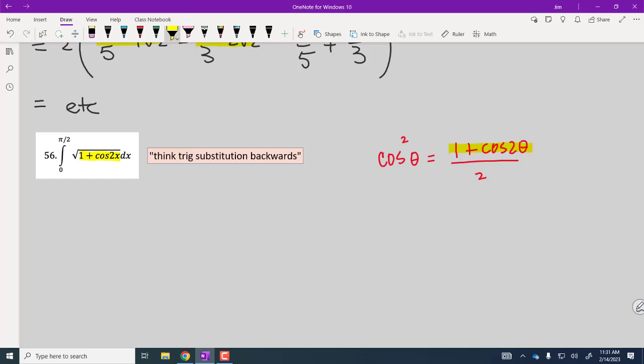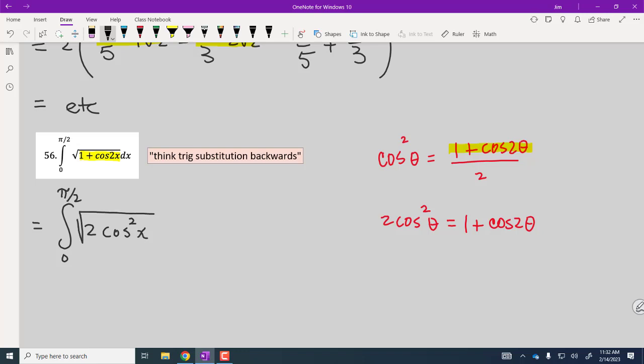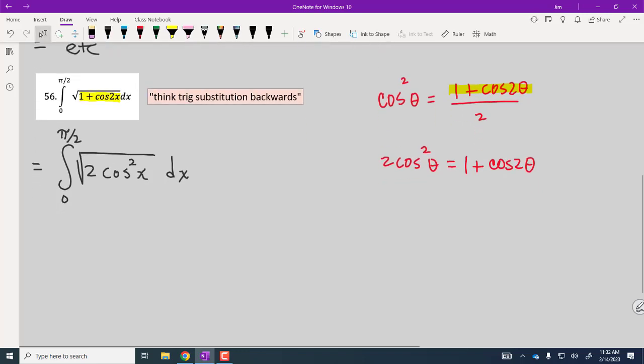So what we could do is multiply both sides over here by 2. And that is going to allow us to do the following. We can replace 1 plus cosine 2x with 2 cosine squared of x, and we have that. And what is the square root of cosine squared? Cosine.